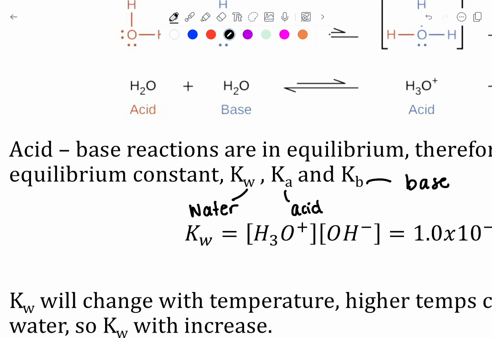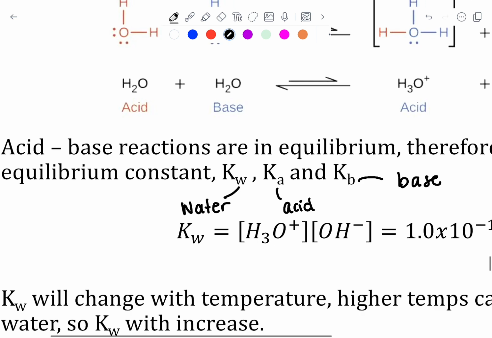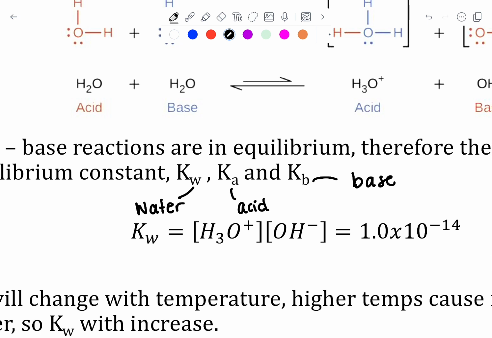So if we have a reaction with just water in it, water reacting with water, we talk about that equilibrium constant being Kw. If we have one where we're reacting an acid with water or with something else, we use Ka. And if we have a base that's reacting with water, then we have Kb. Now we'll talk about Kas and Kbs in a future lecture. Right now we want to focus on water.